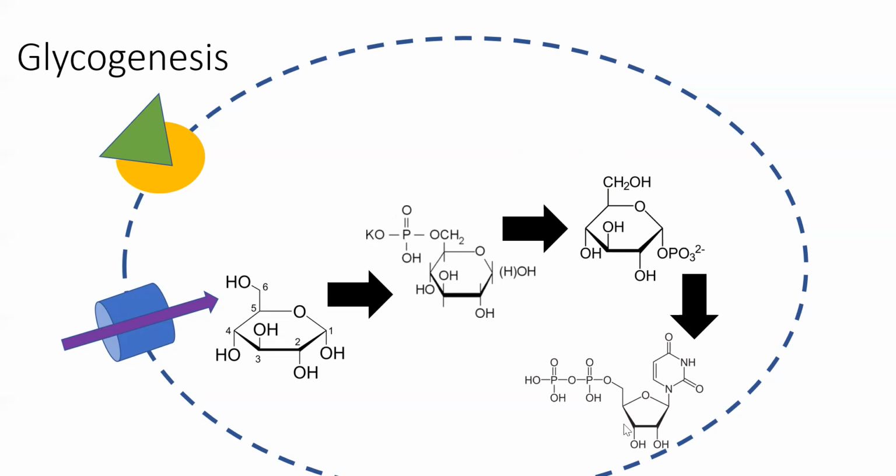Once we have glucose 1-phosphate, we then make UDP glucose. And UDP glucose attaches to a glycogen primer, and we can start making actual glycogen. So we'll continue to attach the UDP glucose and get the branching as was shown in that last video.